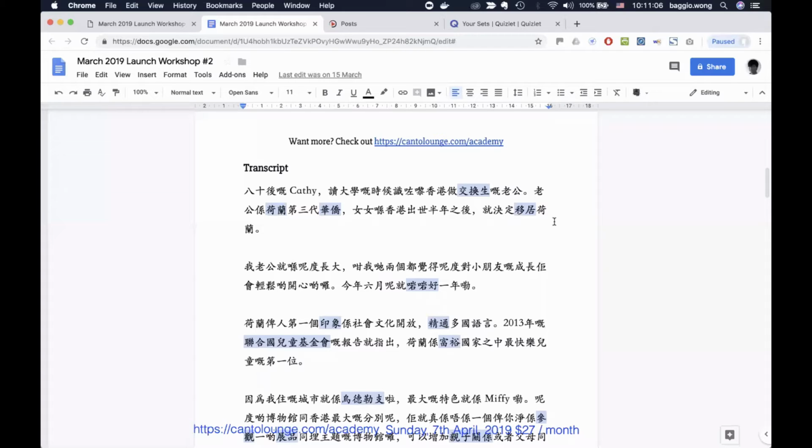So saying 老公, something ge 老公. 老公 is husband. So a husband that went to Hong Kong to be an exchange student. 交換生 is an exchange student. And 老公係荷蘭第三代華僑. So the husband is in Holland. 第三代 is a third generation Chinese immigrant. Is that how you say it in English? Excuse me, like an ethnic Chinese, but born and raised in Holland.